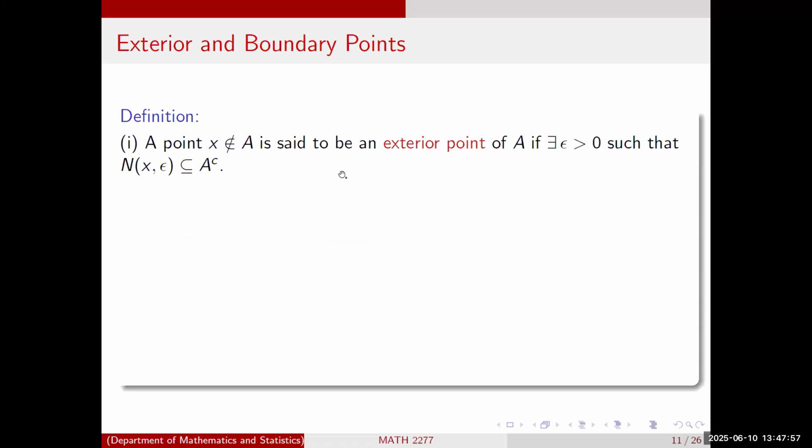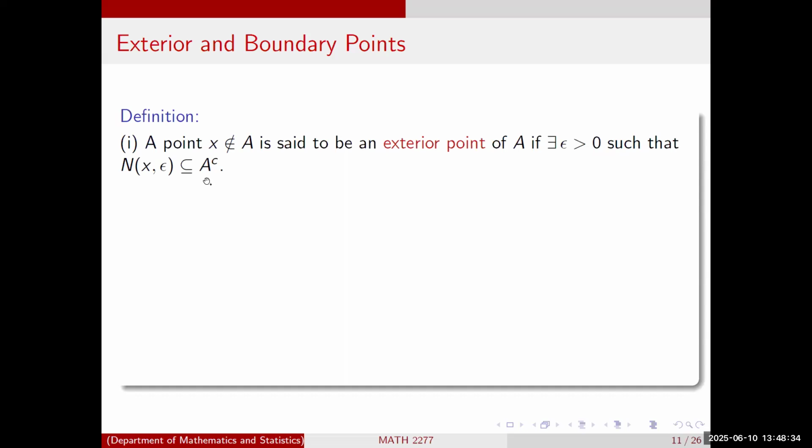Okay, so last set of definitions. What is an exterior point? A point X not belonging to A, right? If you do not belong to A, you belong to the complement. So a point X not belonging to A is said to be an exterior point of A if there is some radius such that the neighborhood around that point of that radius is entirely contained in the complement, right?